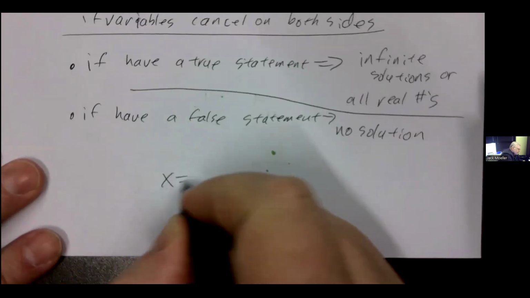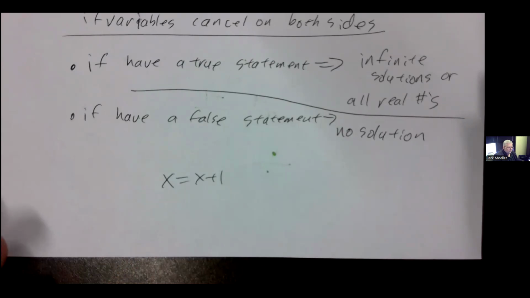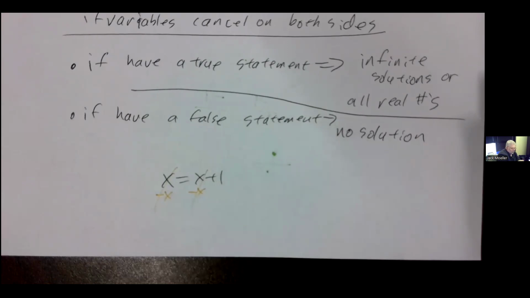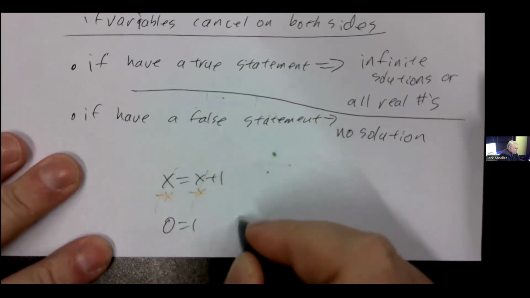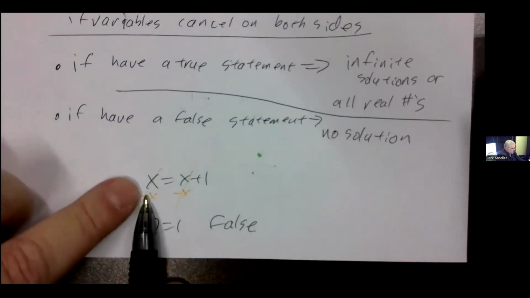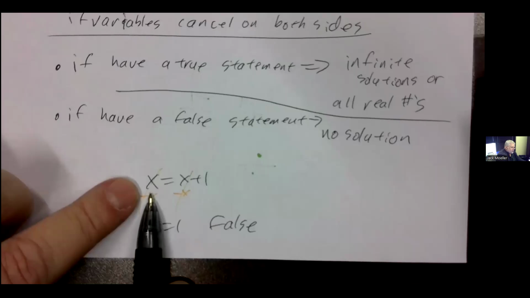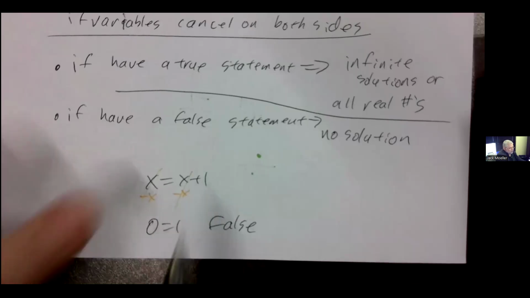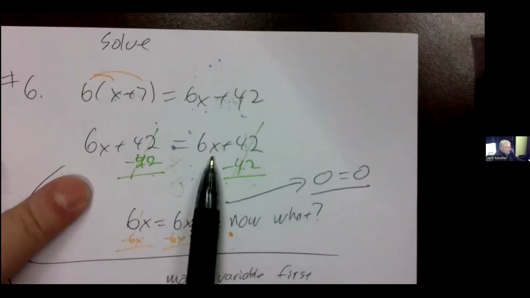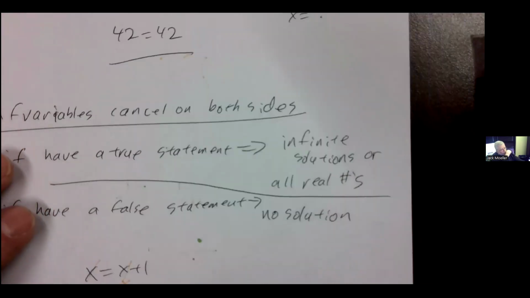So for example, I start with something like x equals x plus 1. If I subtract x from both sides, we get 0 equals 1, which is definitely false. Right? And so I'm telling you, this is no solution. Is there any number in existence that if you add 1 to it, you have the same number that you started with? No, because it's always going to be one number higher. So there is no solution to this. Whereas this, no matter what you plug in, is always going to have a solution. So that's the infinite solution, or all real numbers.